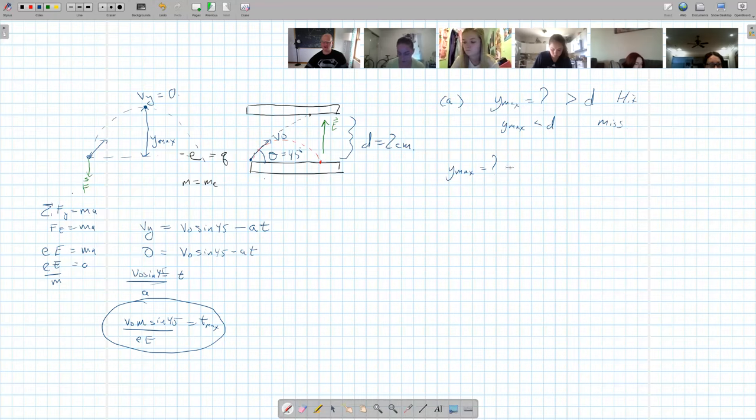Good. So Y max is going to be equal to, using our second kinematic equation, the initial velocity in the y direction, so that's v naught sine of 45 degrees, times the time it takes to get to the max height, minus 1/2 the acceleration, times the time to the max height squared. Okay? Good, so let's plug all that in. This becomes the mass times V initial squared times sine squared of 45 degrees, all divided by E times E, minus 1/2 the acceleration, which is EE over M, times T max, which is then M squared times V initial squared times sine squared of 45 degrees, all divided by E squared E squared. Okay.